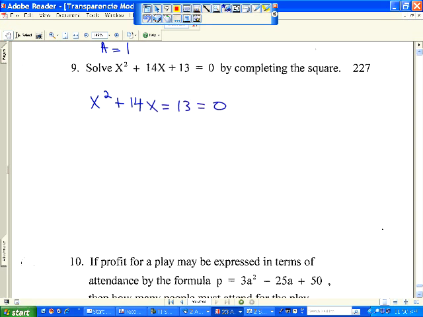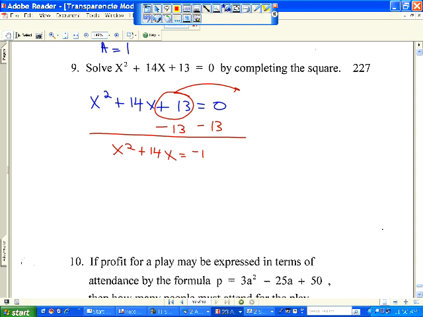If a was anything besides 1, you would divide through by a. What does it say to do next? We're going to move our c to the other side. So we're going to move the 13 to the other side, remembering to change the sign when you cross over. So we're going to have x squared plus 14x is equal to negative 13.